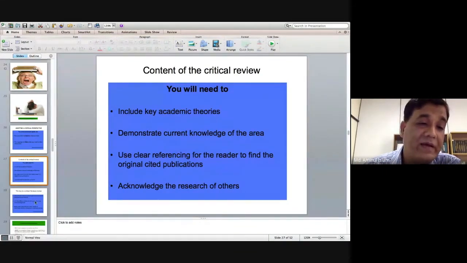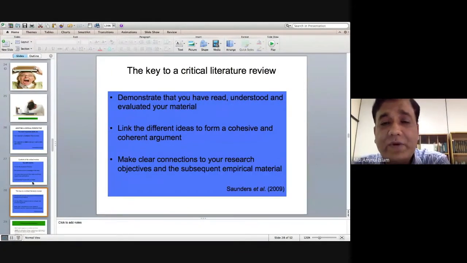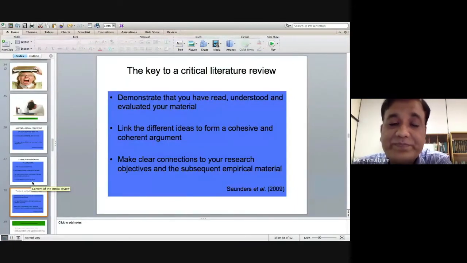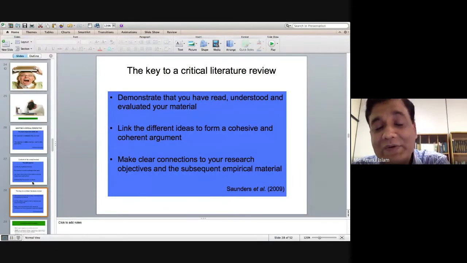Now, the key to a critical literature review is also that we have to demonstrate what you have read, understood, and evaluated in your material. This is a common problem we find among our researchers. When we write, we basically just describe what we have read, but we do not really evaluate it. So we must have some kind of evaluation of what we have read, and we have to bring our own opinion into it. Some weaknesses and strengths of different reading materials must also be provided there.